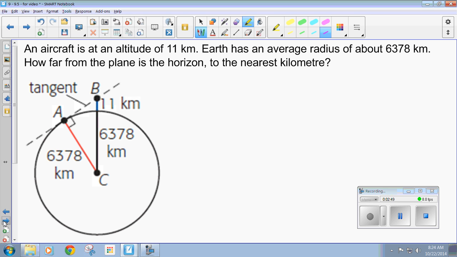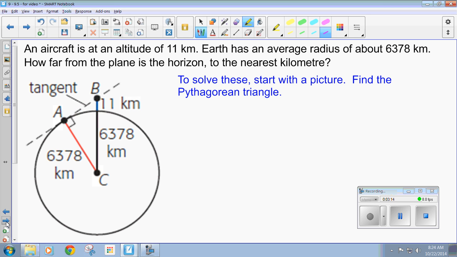Now we're going to look at how that can be used in a problem. An aircraft is at an altitude of 11 kilometers. Earth has an average radius of 6,378 kilometers. How far from the plane is the horizon? So we're solving for that length. When you look at that triangle, we can see that we are solving for the shortest side, the side we call a.